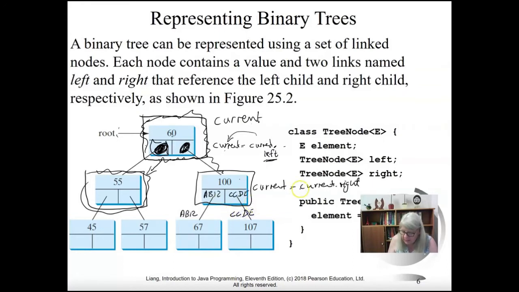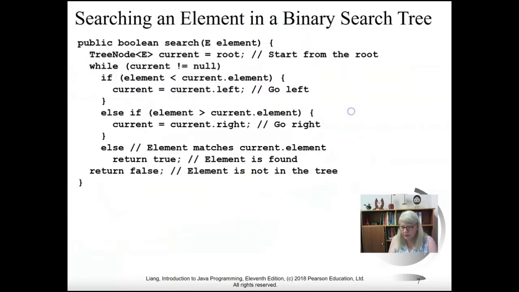CCDE. And to say current is current dot right. But current dot right will be in this case CCDE, and then current will move down here. It is extremely important that you understand that current is like a window on this tree moving around and how you move it around. So if we go back to the searching algorithm, you start with current on root, and then you say while it's not null, meaning that there's still elements in the tree.